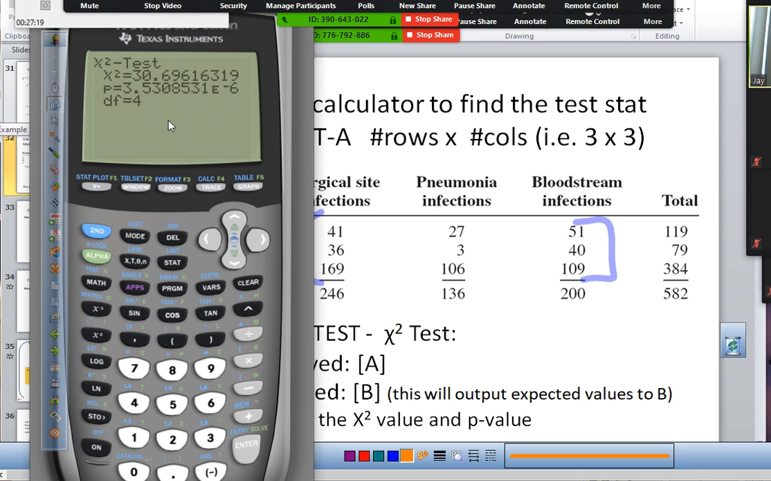Okay. So 6 people are here. It's right here. It's written right here. So p-value is what you calculate in your calculator.